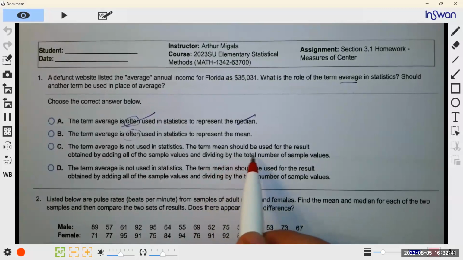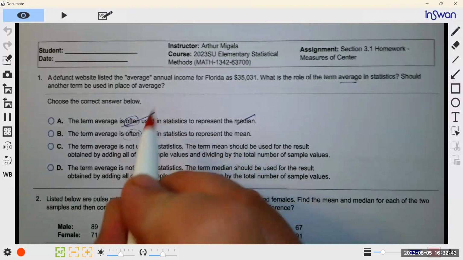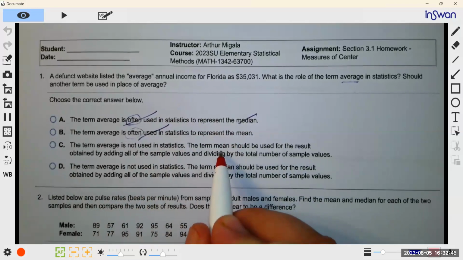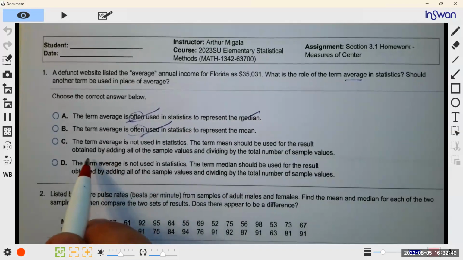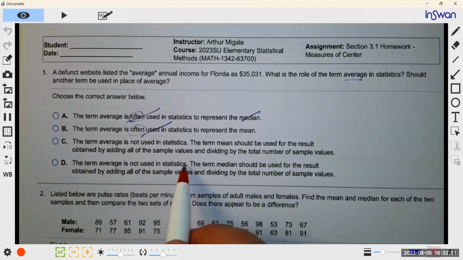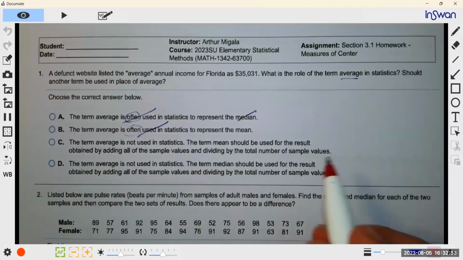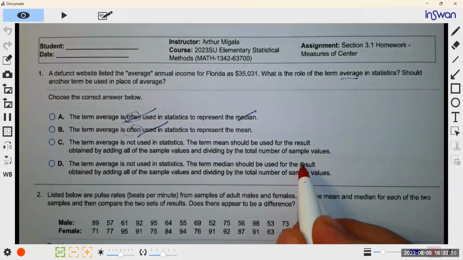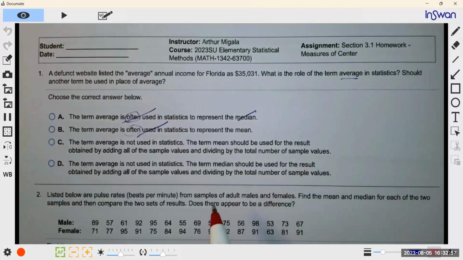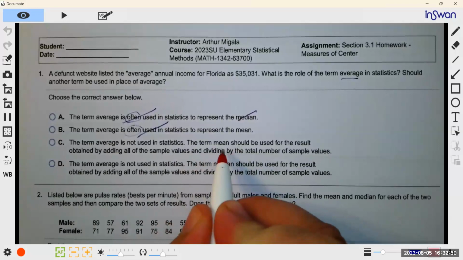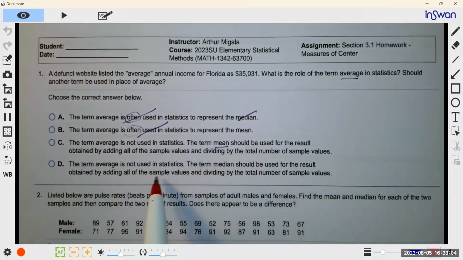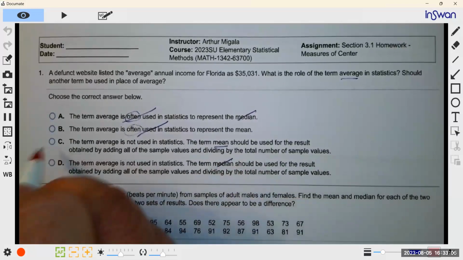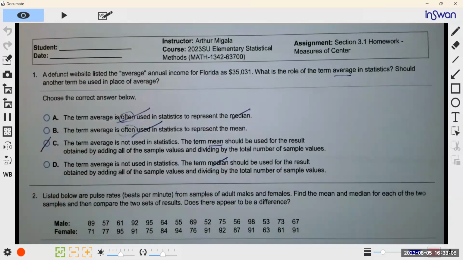The term mean should be used for the result obtained by adding all the sample values and dividing by the total number of sample values. Okay, so that one, yes, it is the mean, and it's not used, so that one, C, is right. It's not the median, so the answer is C.